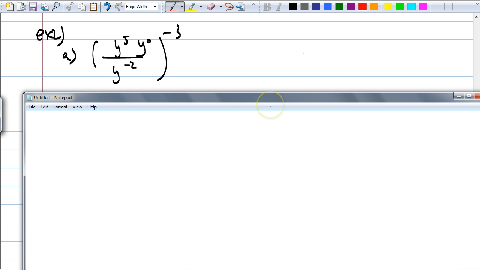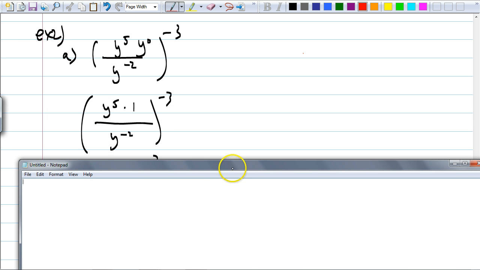Okay. So example 2 says this. y to the 5th times y to the 0 power, all over y to the negative 2, the whole thing to the negative 3 power. So you've got y to the 5th times y to the 0 power over y to the negative 2 power, the whole thing raised to negative 3. By the way, what's y to the 0 power, class?